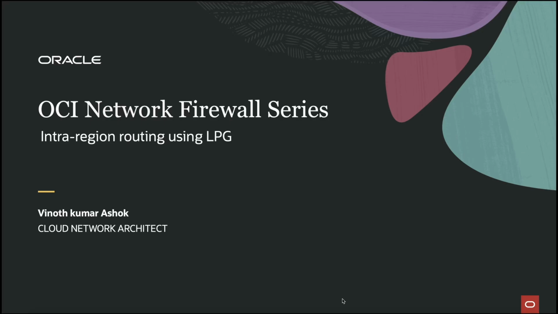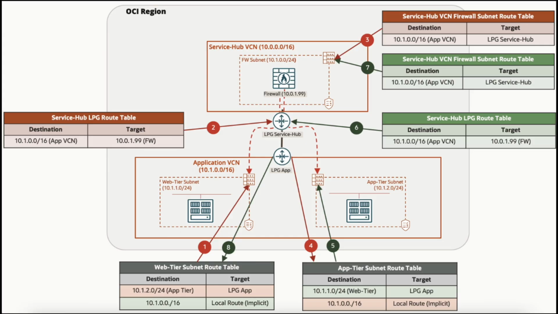In this video, we'll look at intra-region routing through a centrally shared VCN and OCI Network Firewall using LPG. Here we deployed an OCI Network Firewall in the central service VCN. The application spoke VCN and the service VCN are connected by LPGs.